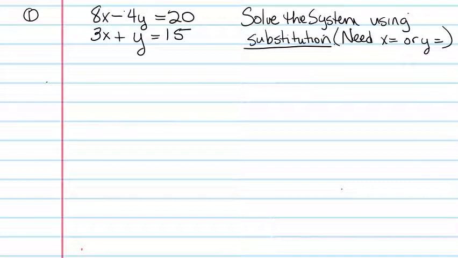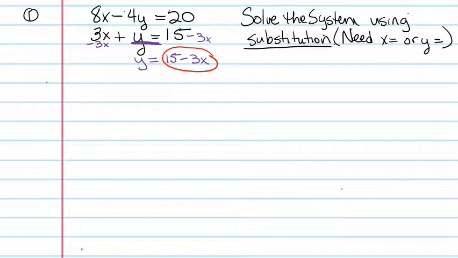And so we look at the equation and we decide which situation would be the easiest to get. If I look right here, I can see that all I'd have to do to get a y equals is just subtract 3x on both sides. So now I have y equals 15 minus 3x. And so that is what I'm going to use to substitute with. I'm going to substitute into the other equation for the y. So this is what it's going to look like.